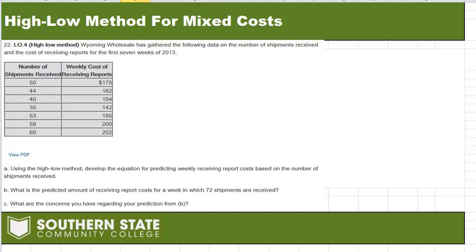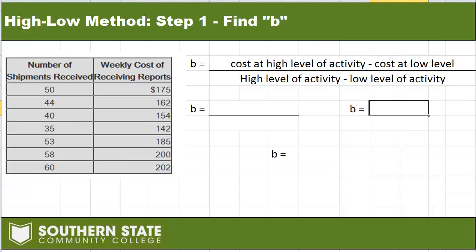What we're going to do is kind of a 3-step process here. Now the book outlines it in a few more steps, but I'm trying to break it down in a simple way for you. So we'll just do it in 3 steps here. The first thing we're going to do is find B in our cost equation that I showed you earlier. To do that, we need to take the cost that we're given at a high level of activity minus the cost at a low level, and then divide that by the high level of activity minus the low level of activity. You will always be given this kind of information in the problem.